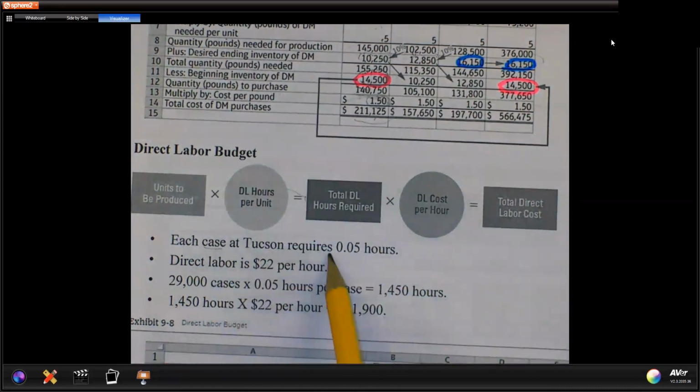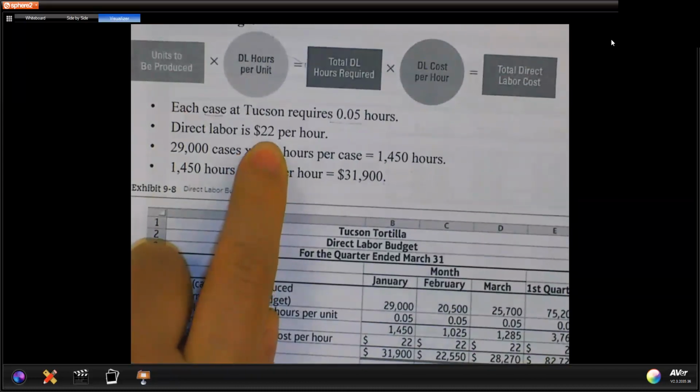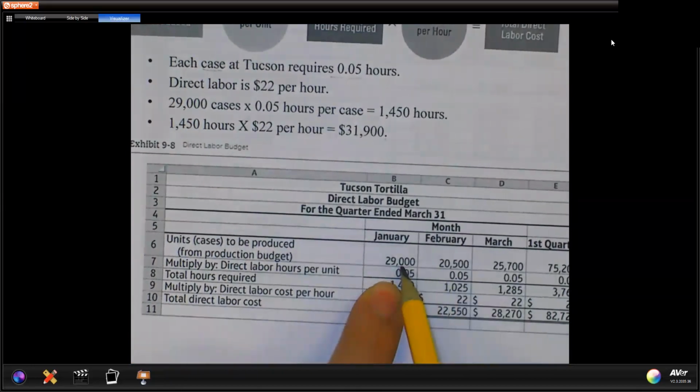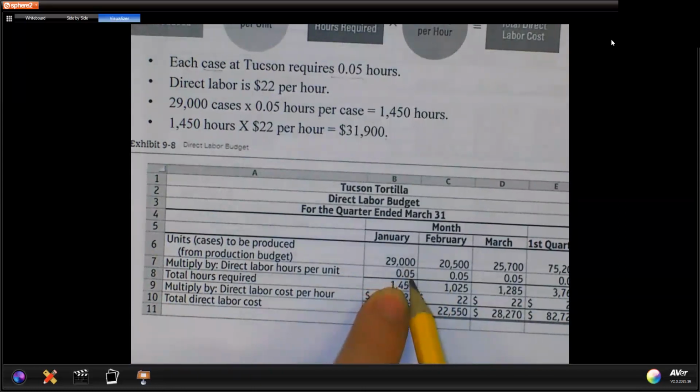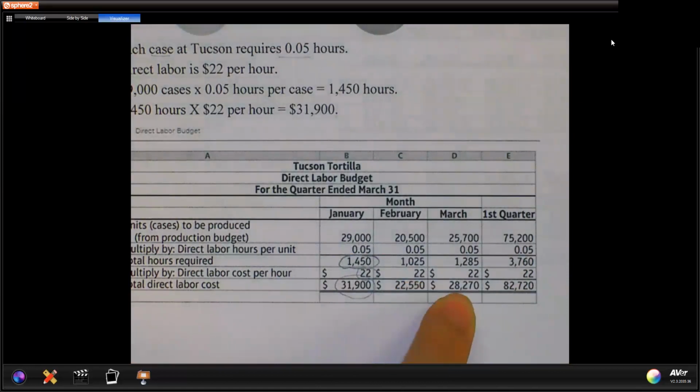One case of tortilla needs 0.05 hour, and then labor will be $22 per hour. So we do January. In January, we will produce 29,000 units. Each unit just takes 0.05 hour. So we have to spend 1,450 hours to produce 29,000 units. And each hour we pay $22. So totally we have to pay $31,900 in January.